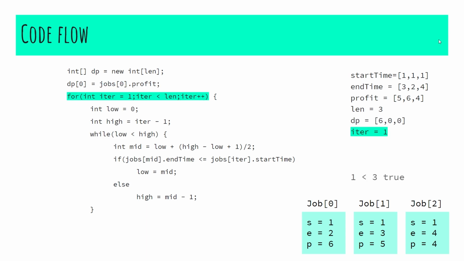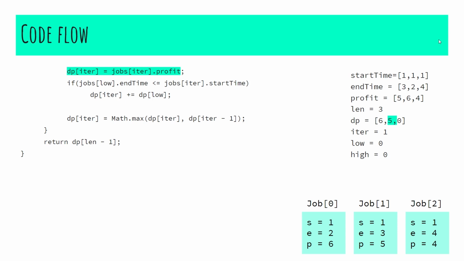Now we can start with our iteration. We'll be picking the second job at our very first iteration. I'm creating a local variable called low and initializing it to 0, and another variable high, which is nothing but iter minus 1. Since my iter value is 1, 1 minus 1 is 0. Now as you can see, 0 is not less than 0. We'll break out of this loop, and I'm going to initialize the second index of my DP array with the profit of the second job. That is, DP of 1 will be initialized to 5.